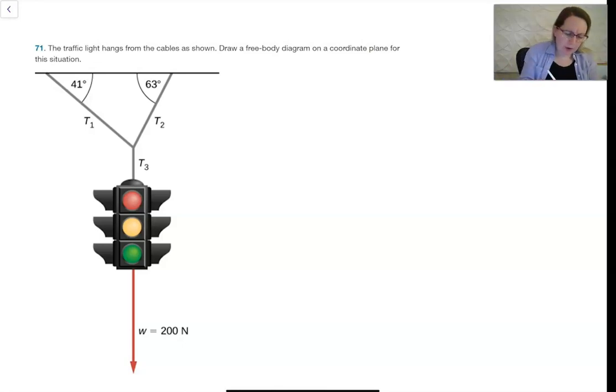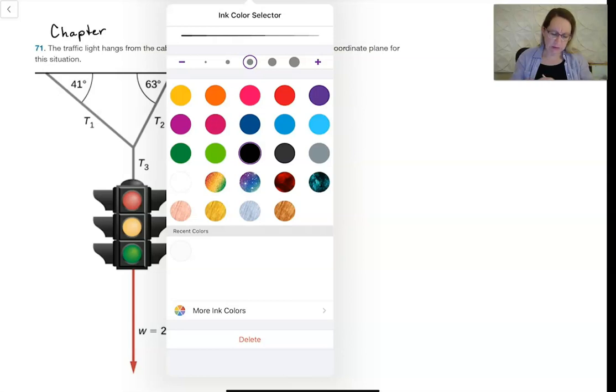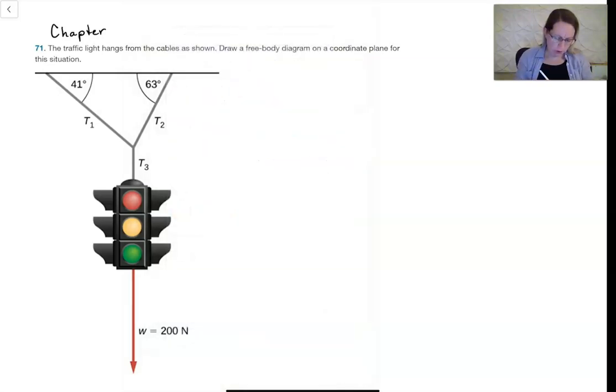This is chapter 5, problem number 71. And this problem just asked for a force diagram, but we're going to go a little beyond that for what we're going to do. We can certainly do a force diagram. We can do it for the light here. So if we look at the traffic light, I'm going to put its force diagram over here.